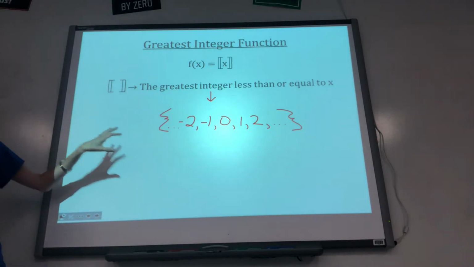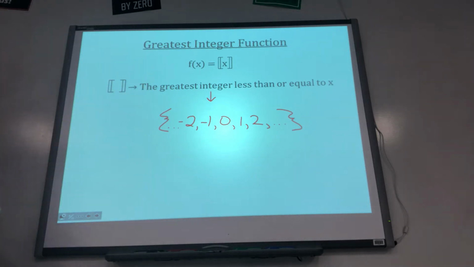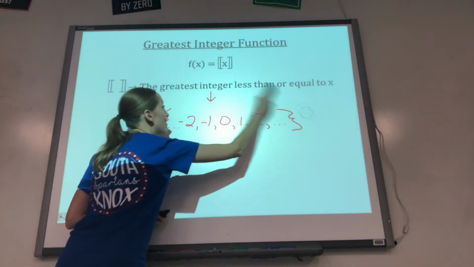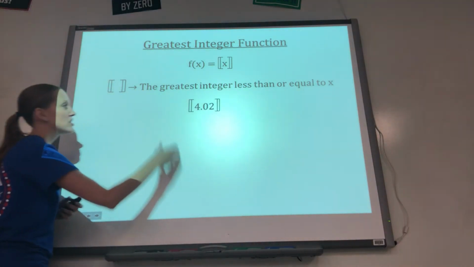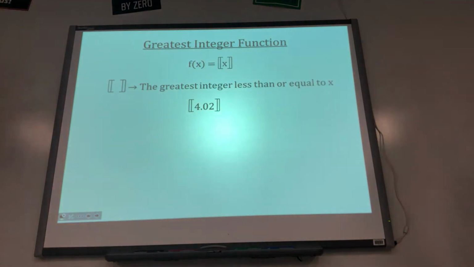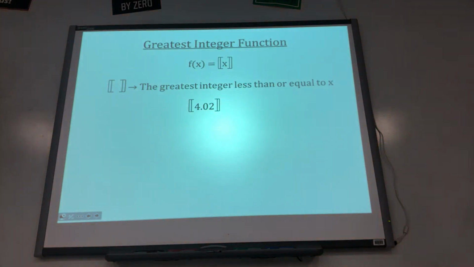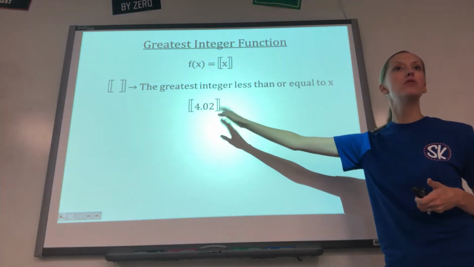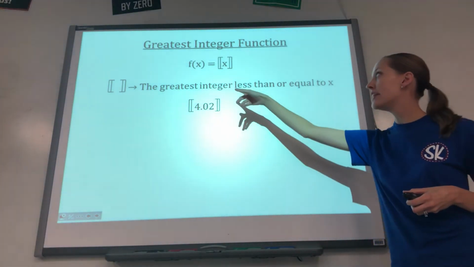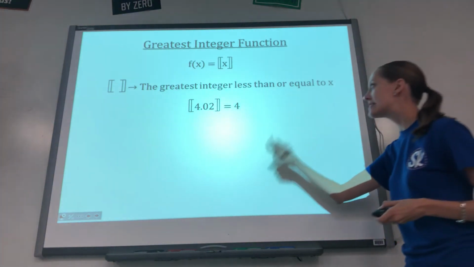I want to take just a minute here to practice finding the greatest integer with some different numbers. So if you want to write this down, you can, but again, this is just getting us started here with this function. Let's say I've got a 4.02. I want the greatest integer less than or equal to 4.02. What would be the biggest number, integer, less than or equal to 4.02? 4. All right, let's keep going.